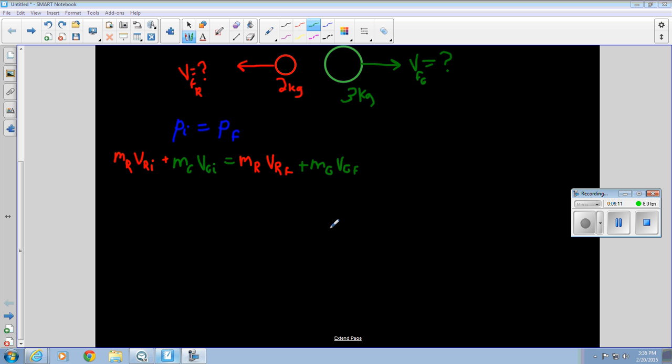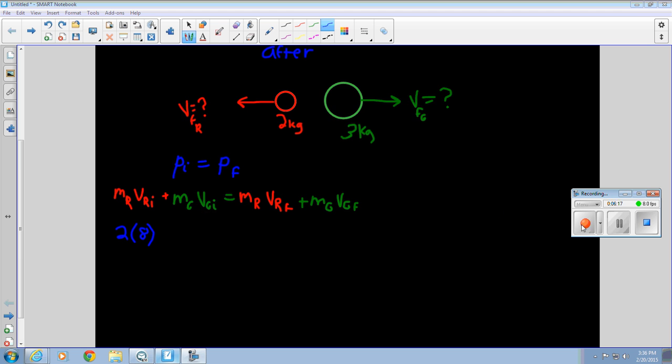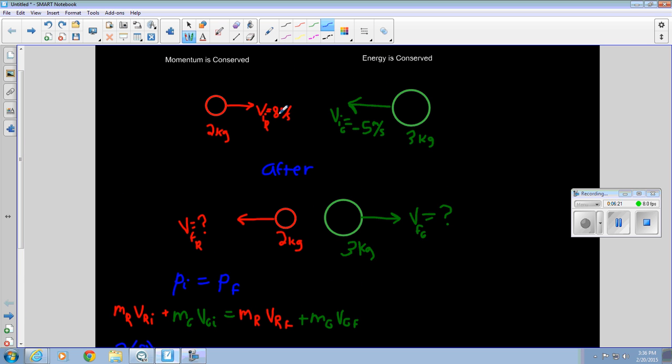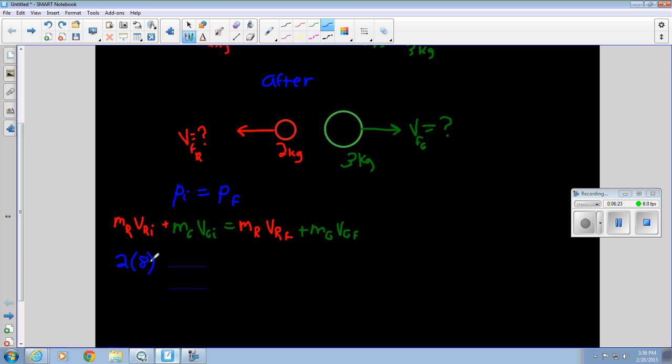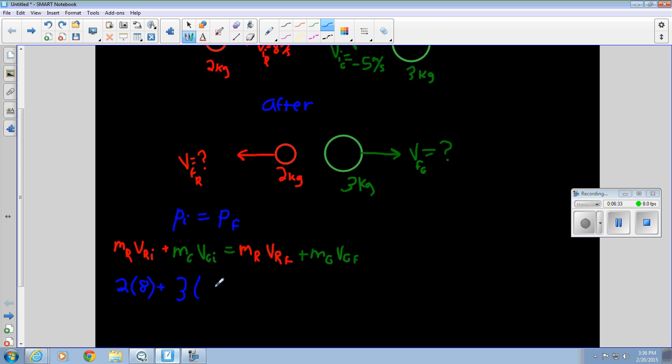And there we go. So let's start plugging in numbers for this. If we look back, we can see that the velocity initial of the red ball is 8, and the mass is 2, plus the mass of the green ball is 3, and the velocity is -5.